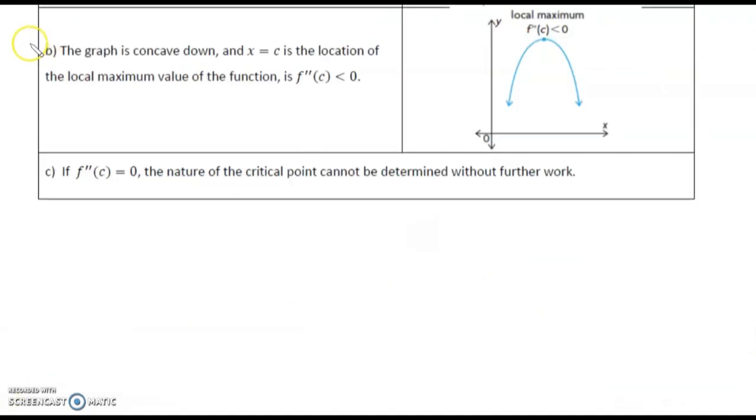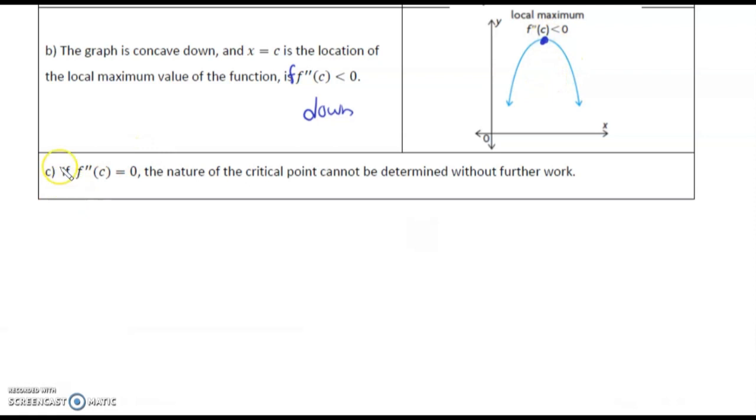And the second part of the second derivative test is if the graph is concave down at x equals c, the graph is concave down and x equals c is the location of the local maximum value of the function if f double prime at c is less than 0. So think less than 0 is down. So it's going to be concave down, and therefore it's going to be a maximum.